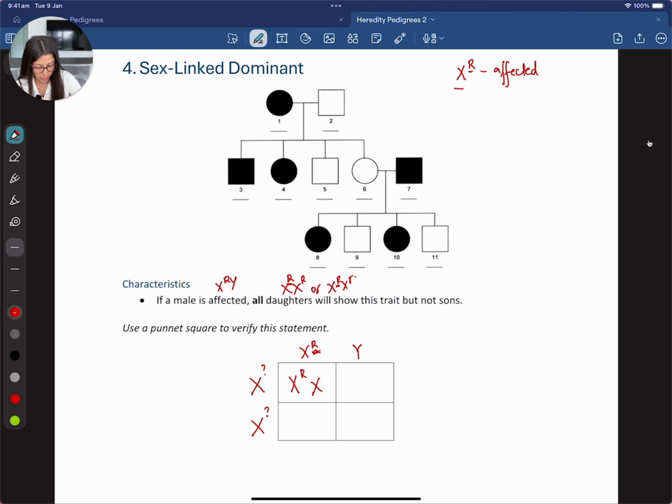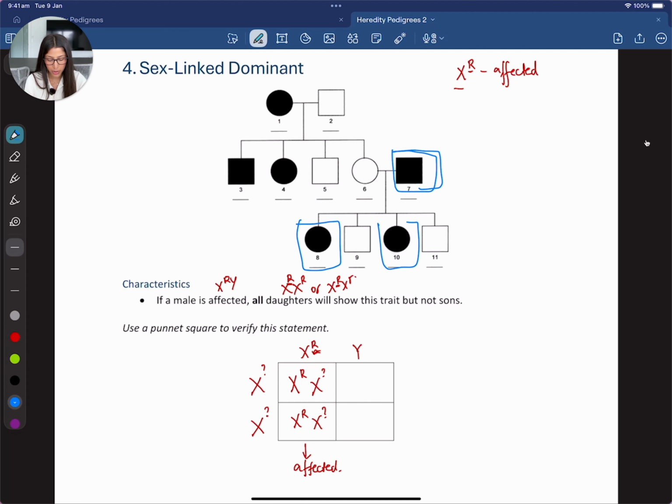that same allele. So I've left the question marks there because we don't know the mother's genotype, but either way, no matter what it is, all the daughters will be affected. And if I look at the pedigree, I can actually see this pattern. So this is an affected male, and all his offspring, which are daughters, are also presenting the trait.